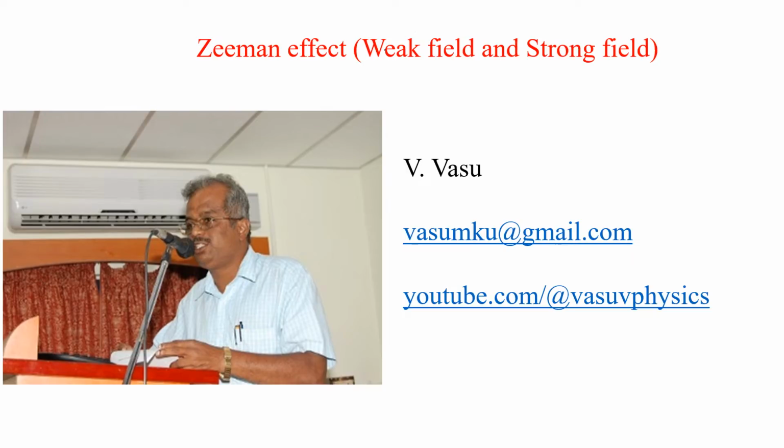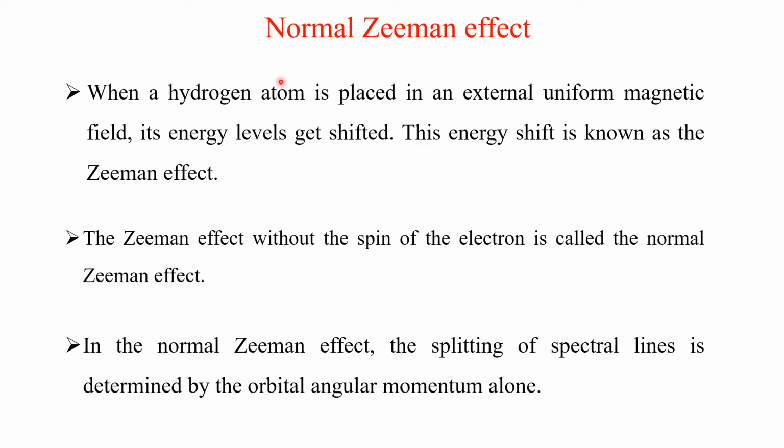We will see in detail. First, we will see what is normal Zeeman effect. Here, I have taken the hydrogen atom as an example because it's the simplest atom, having only one electron. When a hydrogen atom is placed in an external uniform magnetic field, its energy levels get shifted. This energy shift is known as Zeeman effect.